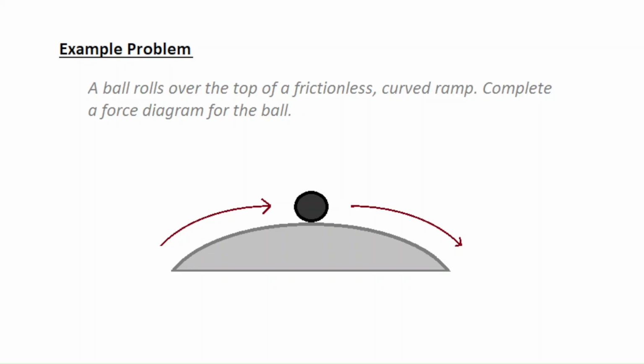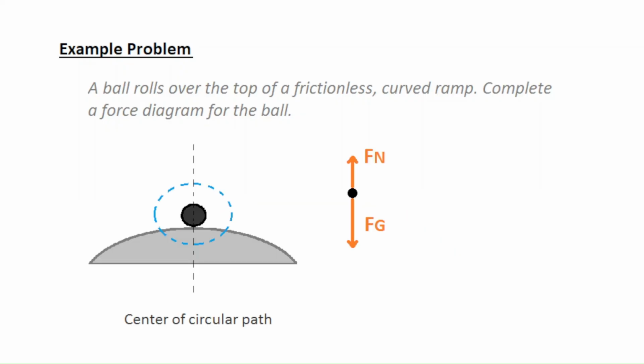We'll end with one last example problem. Here we have a ball rolling over the top of a frictionless curved ramp. So this isn't a full circle that the ball is traveling around, but while it is turning, that mimics a circular motion, and we will attack it with the same strategy. So the goal is the same. Can we complete a force diagram for the ball, and can we use it to write a centripetal net force equation? First step is to identify the forces acting on the ball.